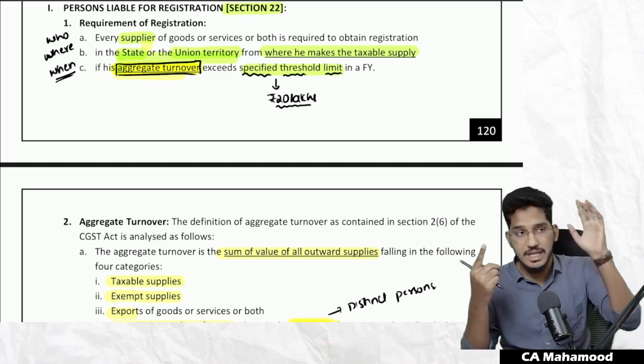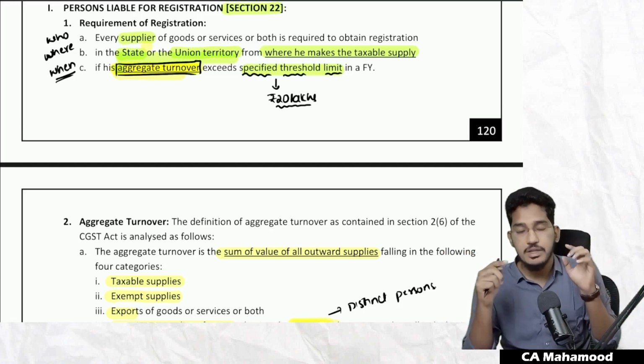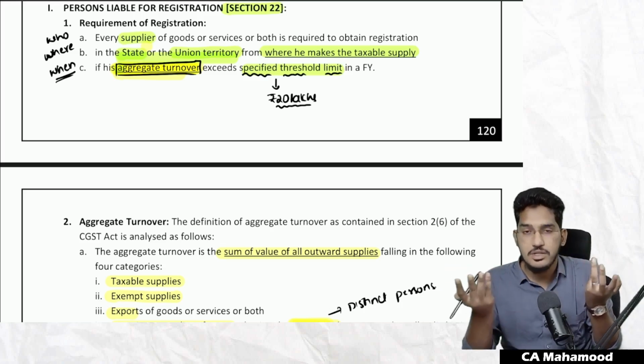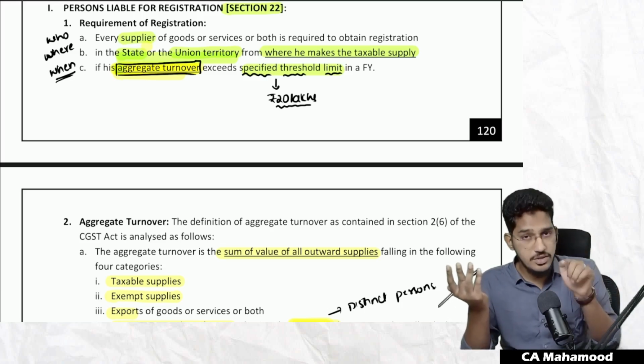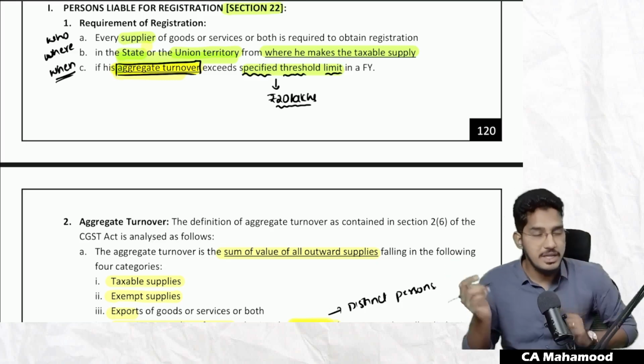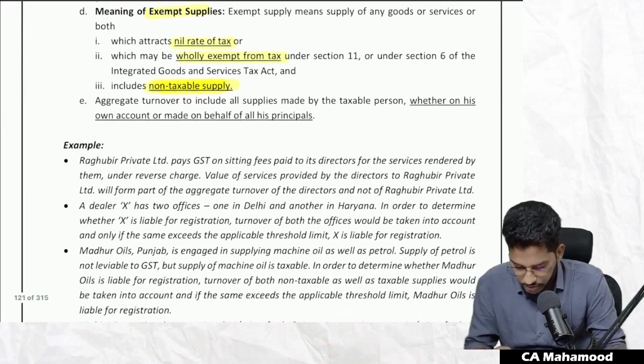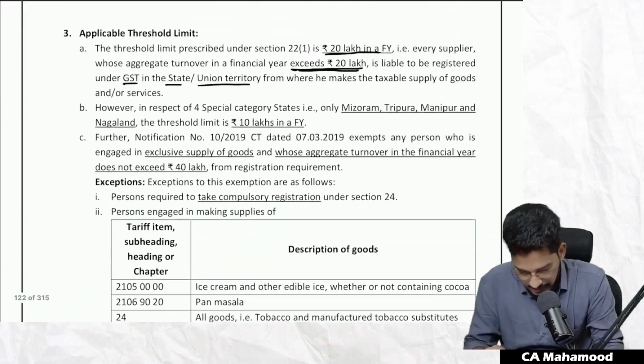Even if your aggregate turnover exceeded the prescribed limit, but in a particular state you are not making any taxable supply, no need to take registration. You are required to take registration only in that state where you are making taxable supply. Clear, everybody? Now see, there is one more thing which I want to clarify regarding these limits.